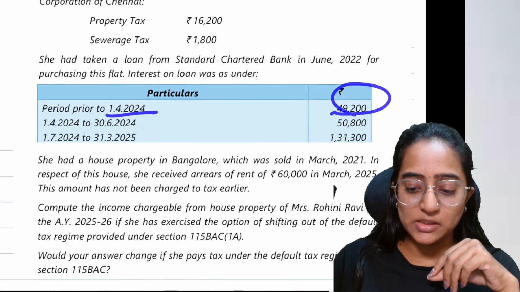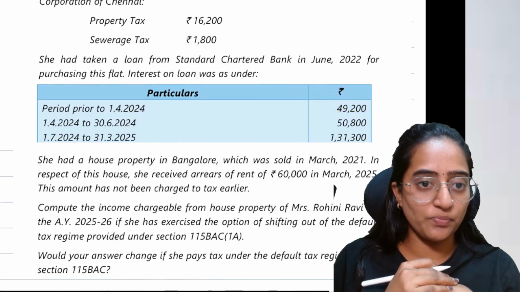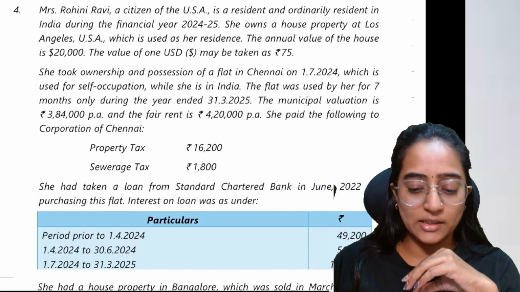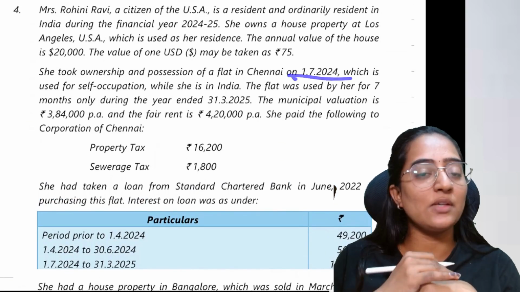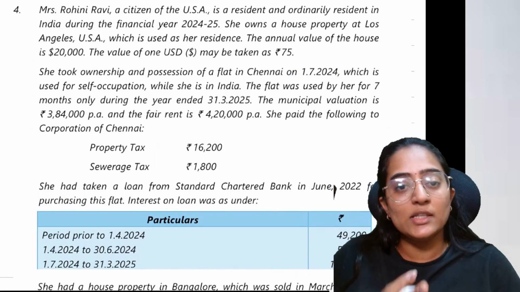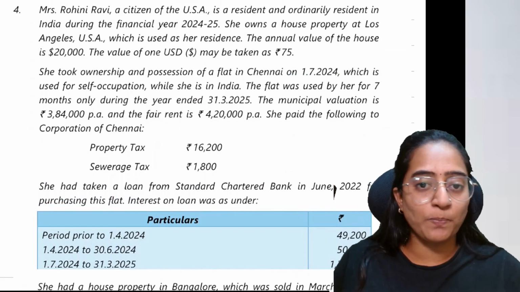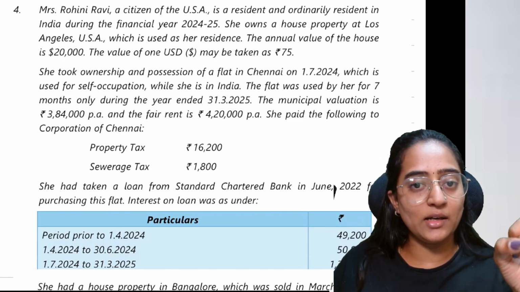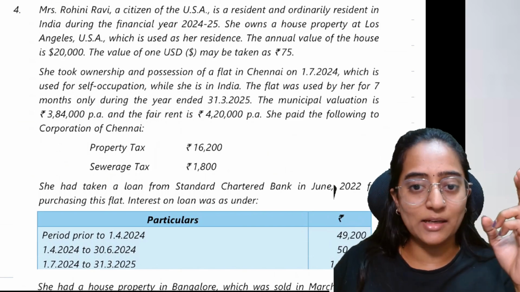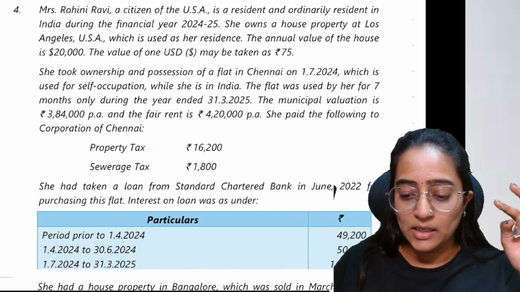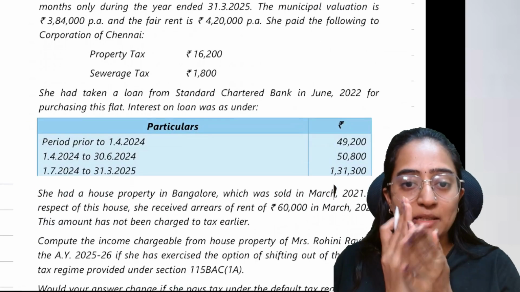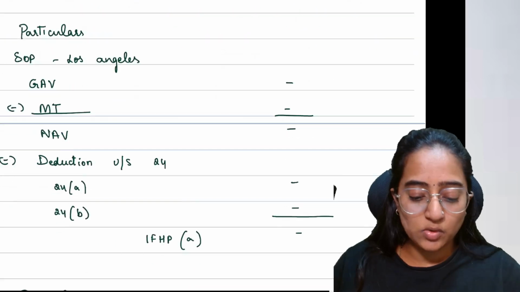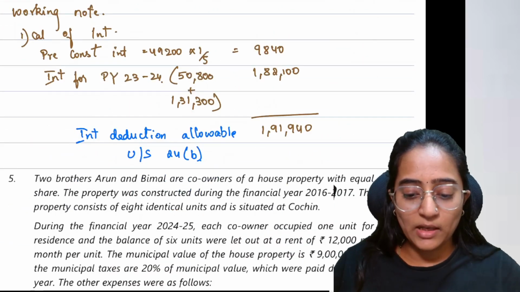See, when she has purchased, it is in June 2022. Correct? That is, she has taken a loan from the Standard Chartered Bank on this date, but she has purchased the flat on 1/7/2024. So it has to be prior to that. Prior period interest is something, the loan taken date or the possession of the flat, that is the construction date, whichever is later. This is later. So whatever the interest which goes beyond that will become your pre-construction interest. 49,200 is your pre-construction. Very well.